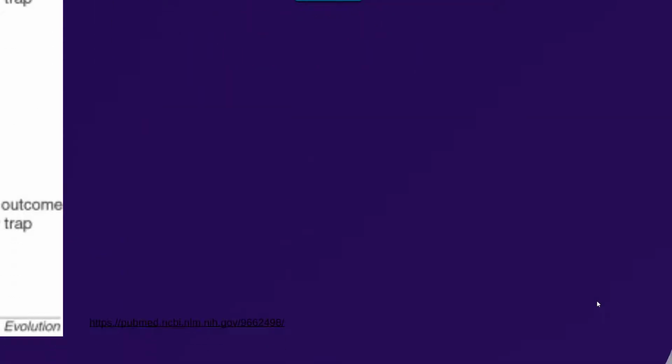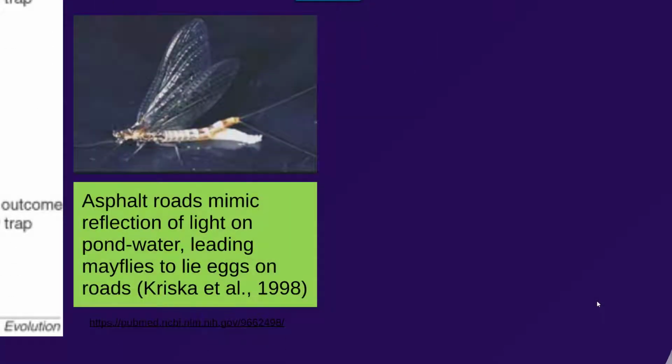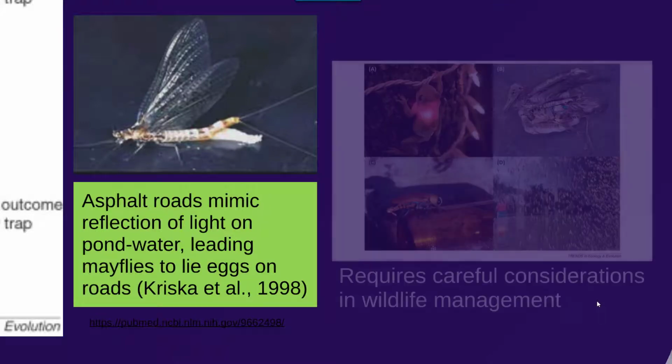Of course, there's many examples of this. Mayflies actually were found by Kriska et al. in 1998 to be laying their eggs on asphalt. And it's largely because the asphalt roads mimic the reflection of light in the same way that pond water does. So the insects are looking for this reflective feature that they typically find in ponds, pond water. And instead of laying them in the correct habitat, they were laying all of those eggs on asphalt, which is not going to be viable for the eggs.